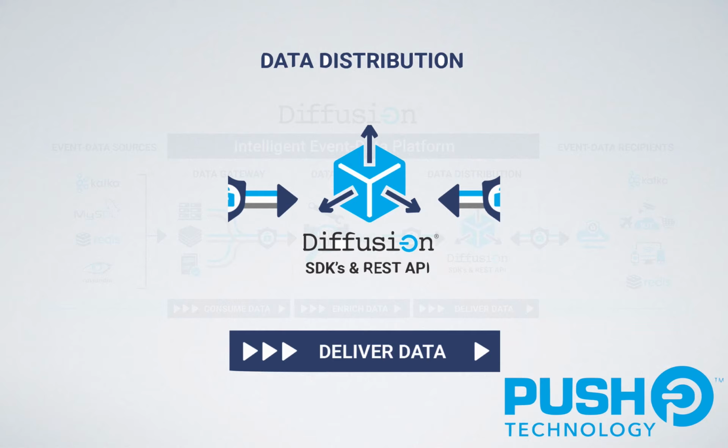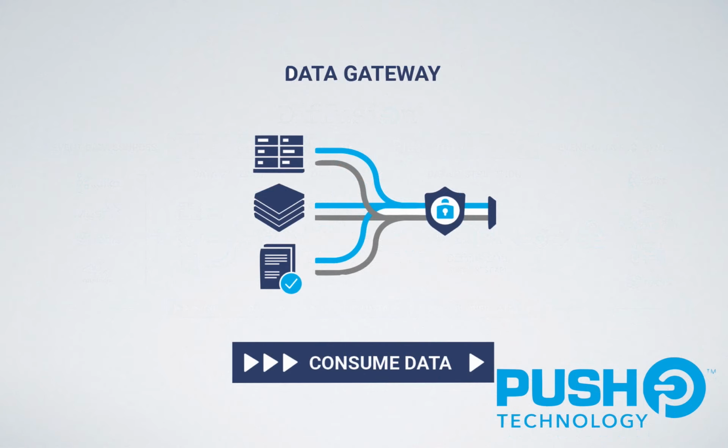Let's see what new features Data Gateway has to offer. Here in Data Gateway, we find Diffusion's configuration-only off-the-shelf components for consuming data from, as well as delivering data to, popular third-party systems. In this release, we've included adapters for Kafka and JMS, and included new connectivity options for MQTT.